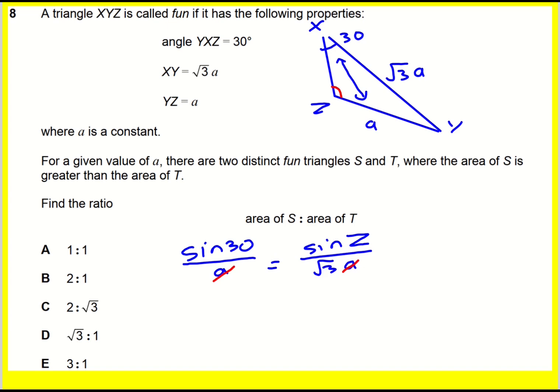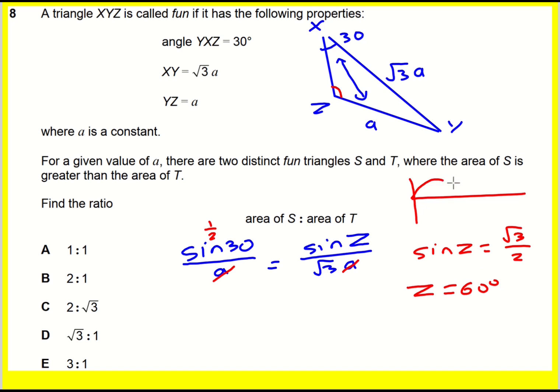Well, I can cancel out the A's. Also, sine 30 is just a half, which means sine Z is root 3 over 2. And therefore Z is equal to 60 degrees. That is one exact value from root 3 over 2. So 30 gives a half, 60 gives root 3 over 2. But we're not done because there's another angle. We've got this one, it's 180 minus 60, so 120.